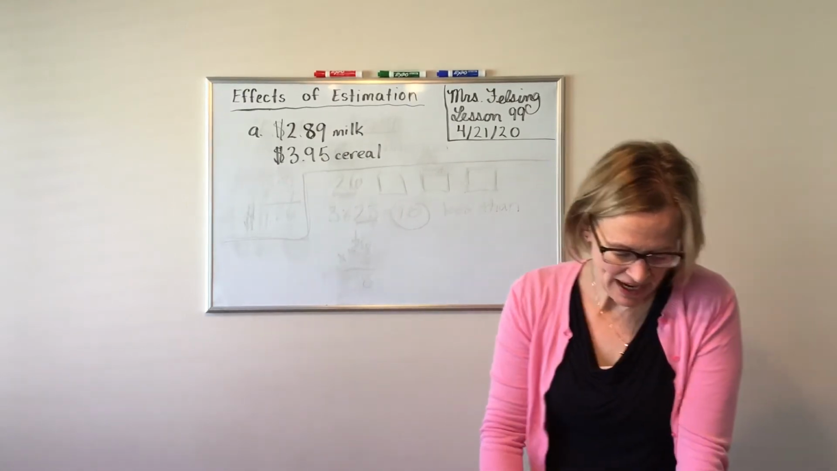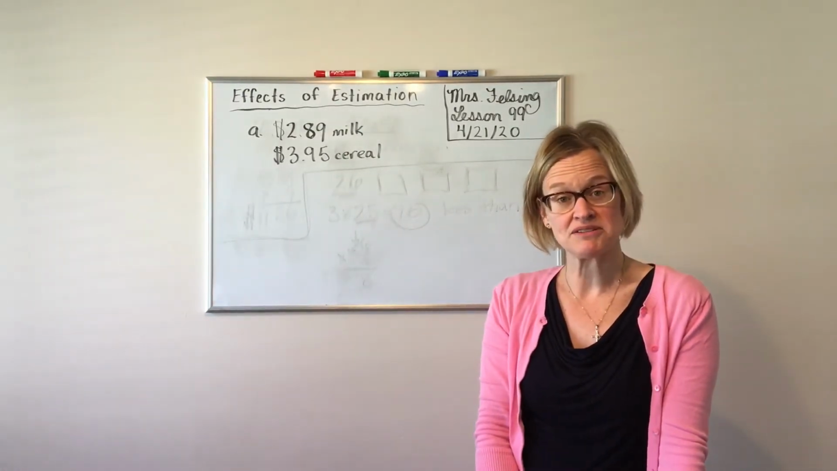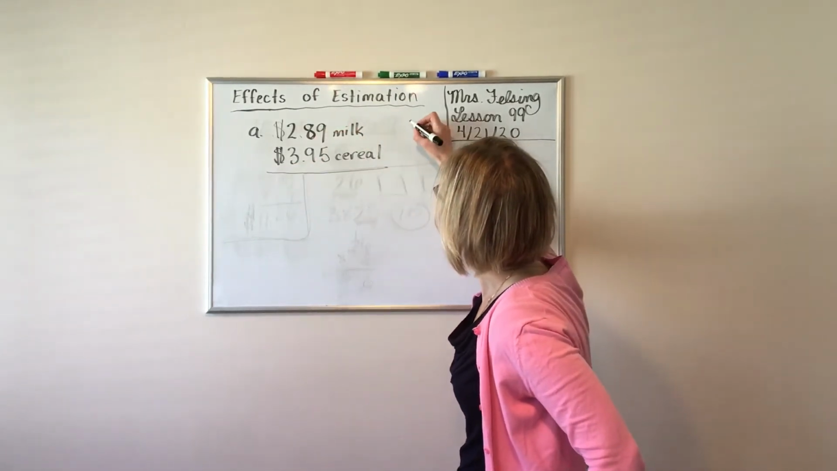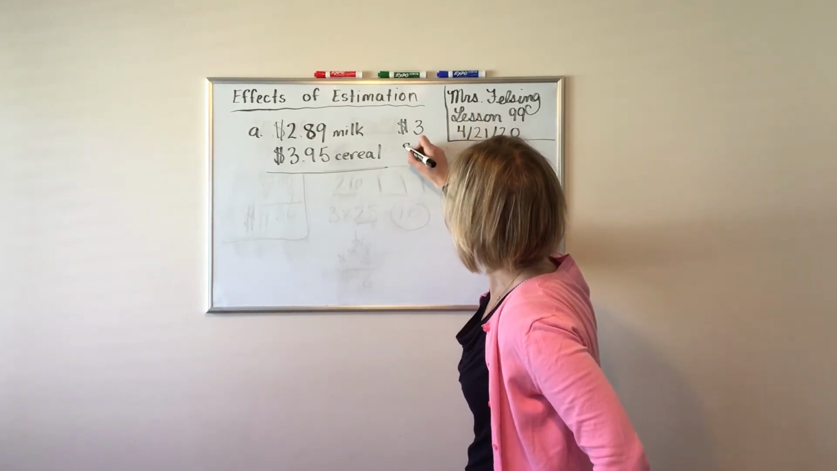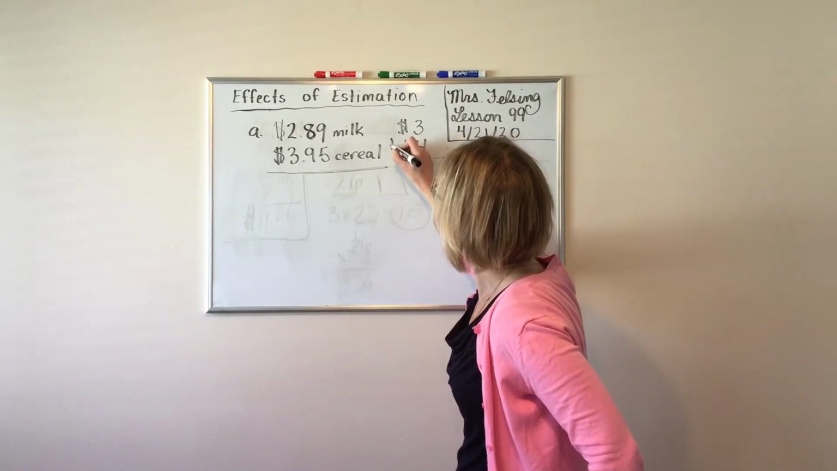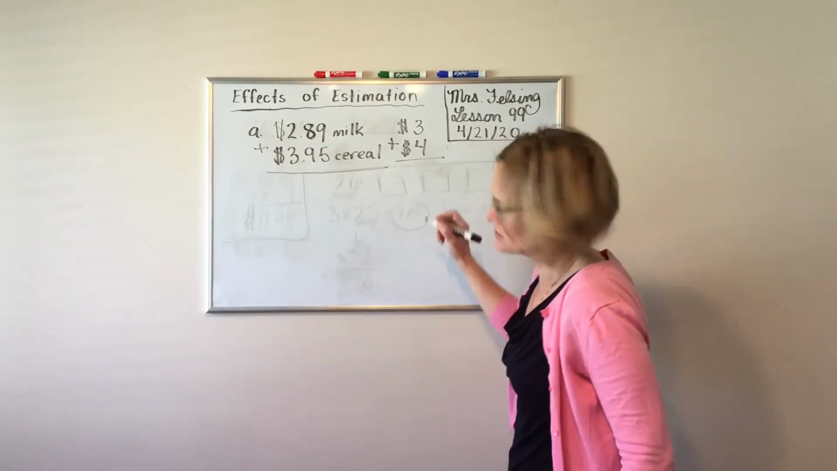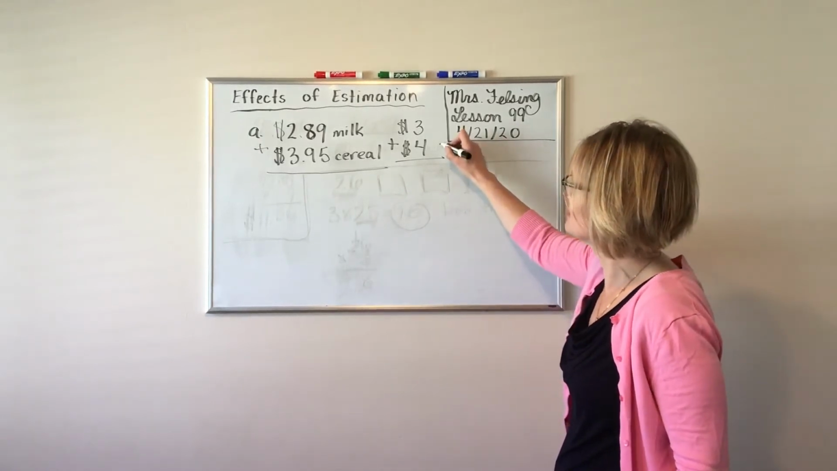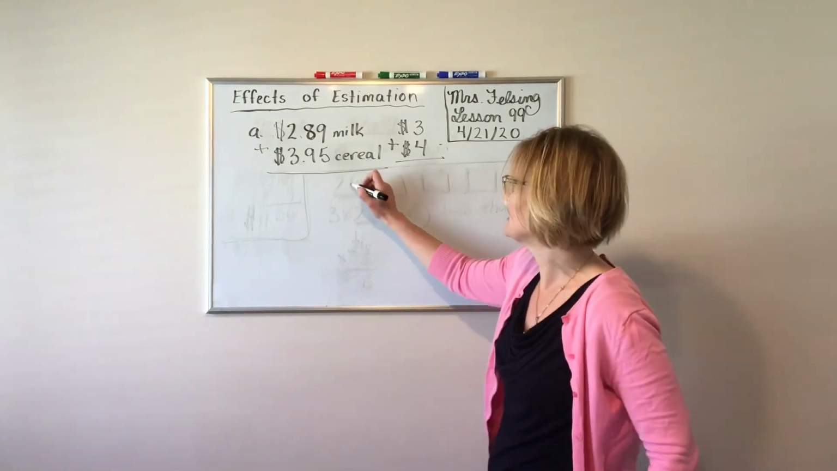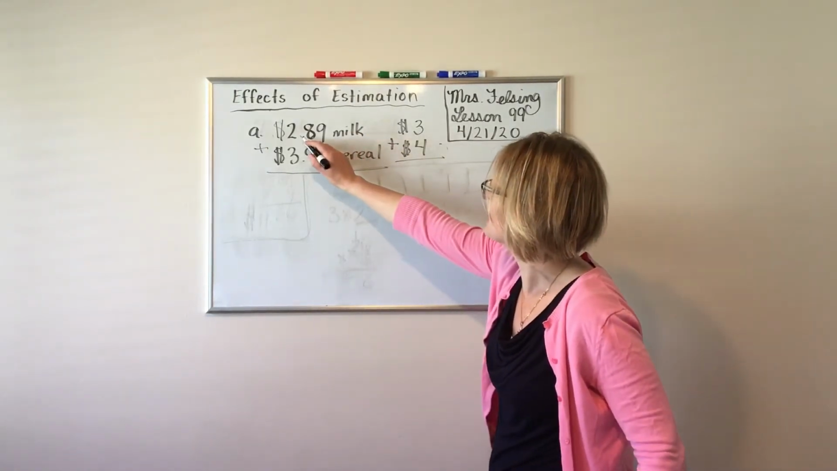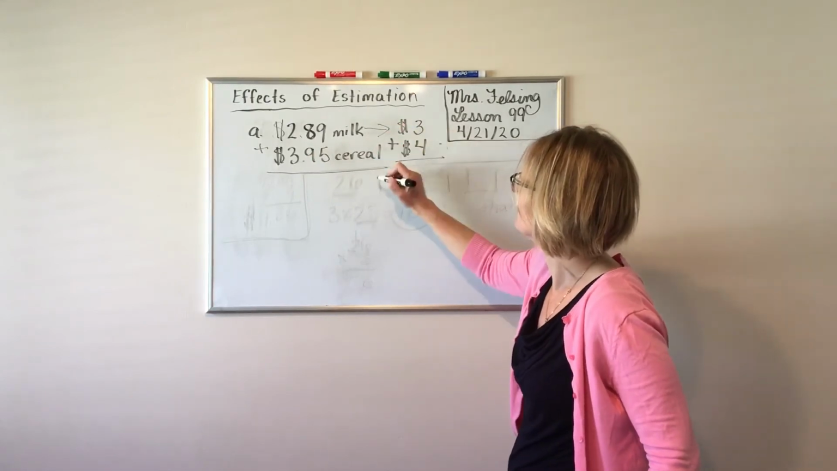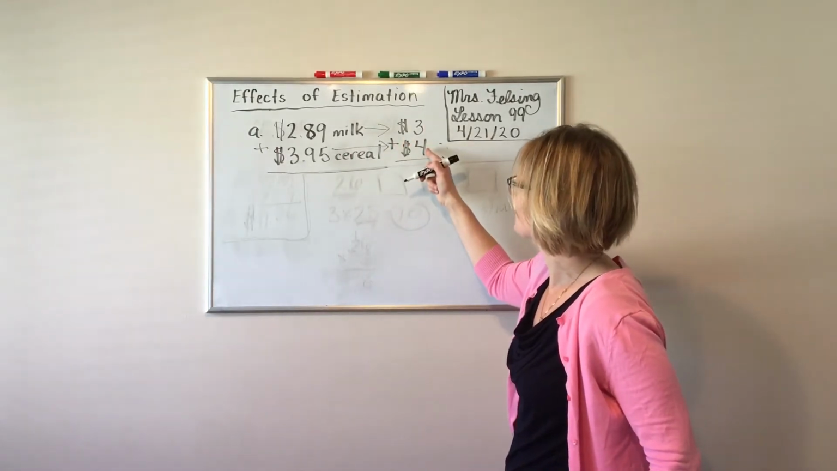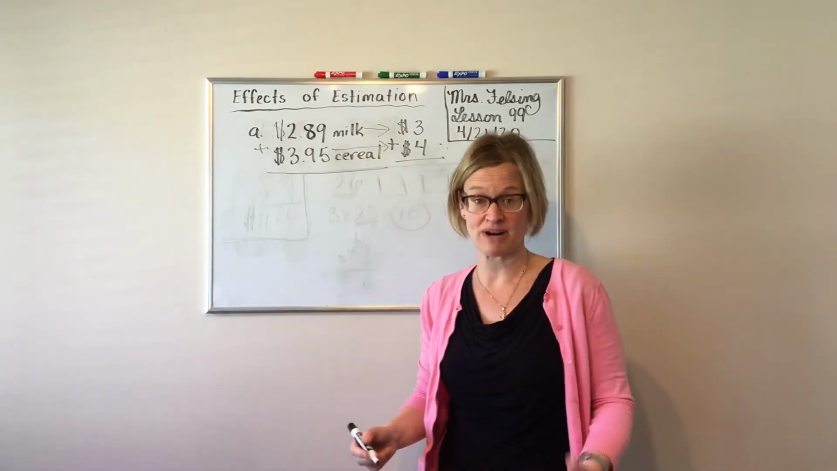He added $3 and $4 to estimate the total price. So here's the actual, and then here is the estimate, $3, $4. And it looks like adding, so we'll put our plus sign there. So he added that to estimate the total price. So is Sal's estimate, which is this, greater than or less than the actual cost? Well, look over here. Here's the actual $2.89. Estimate is 3. Actual is $3.95. Here's the estimate. Are the estimates greater than or less than the actual prices?